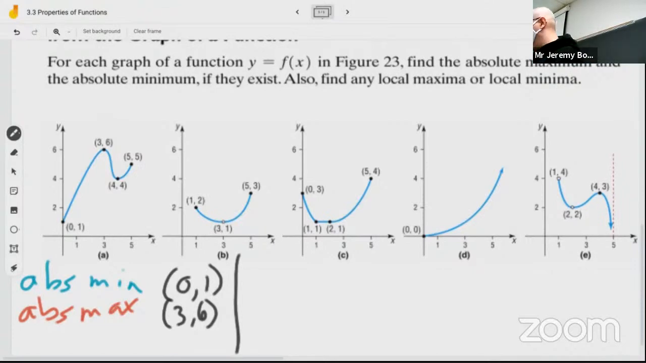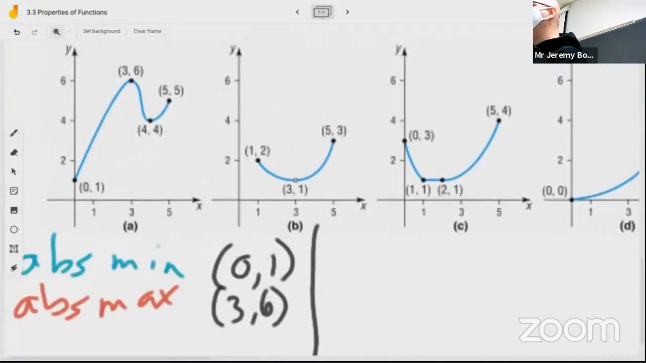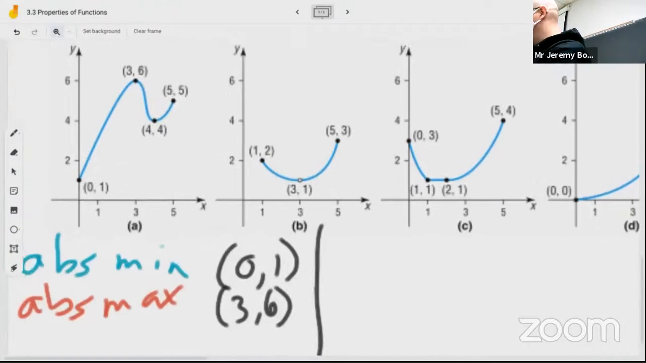What about B? What's my absolute min? Be careful. You may have a hard time seeing it, but is it defined at 3? It is the lowest point. It's the dip, right? But it's an open circle, so it's not defined at 3. And so for absolute min, we're going to have none. There's no absolute min there.